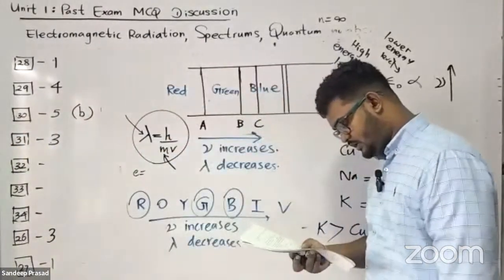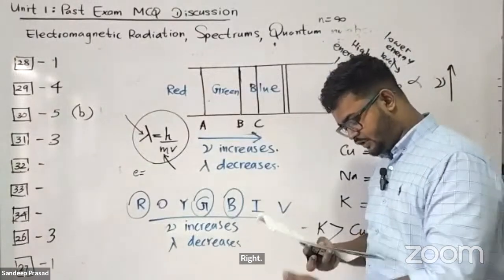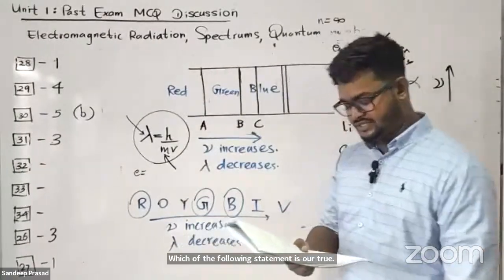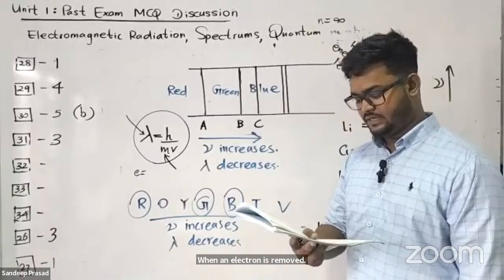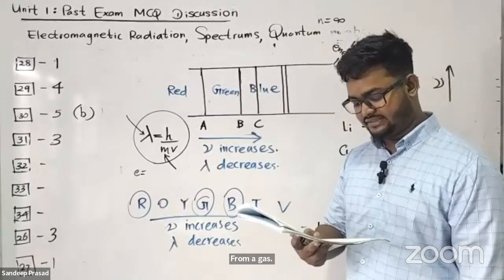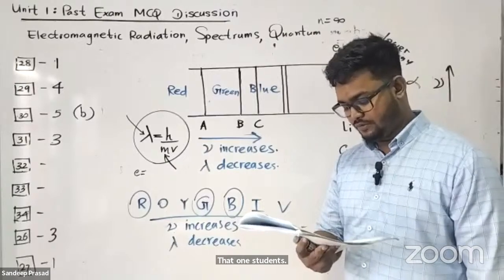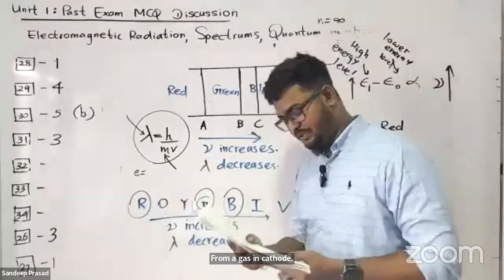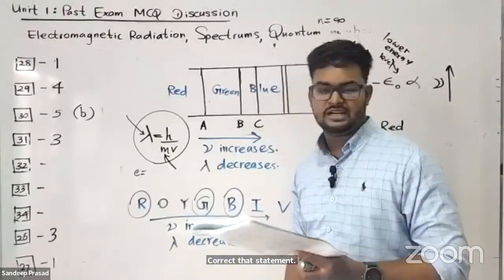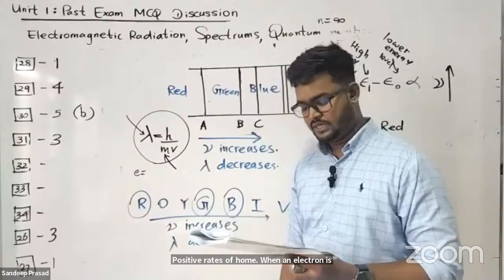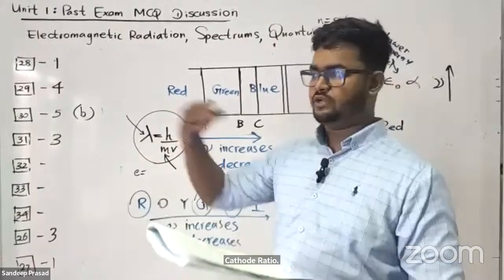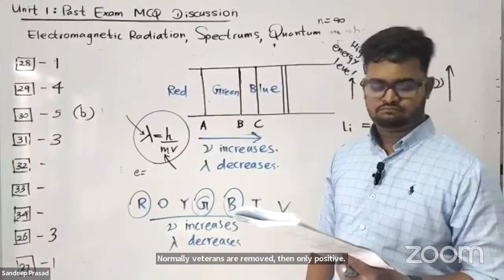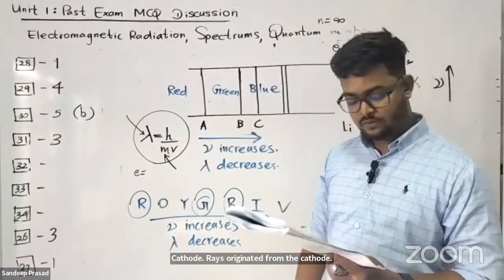Question number 32. Which of the following statements are true? Positive rays are formed when an electron is removed from a gas in cathode ray tube. Correct. Normally electrons are removed, and then only positive rays are formed. Cathode rays originated from the cathode. That's also correct. Positive rays originate from the anode. Is that correct?